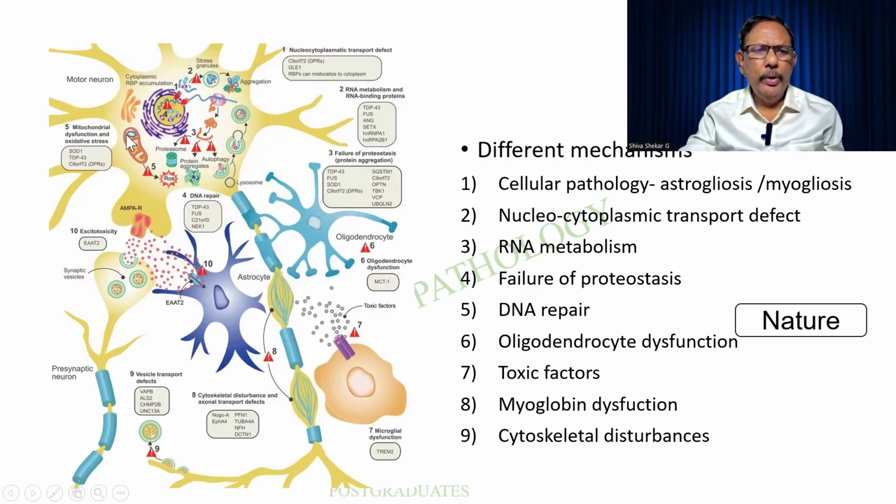Cellular pathology over here, it can be astrogliosis or myogliosis. Then there is a nucleocytoplasmic transport defect. RNA metabolism is affected. Failure of the proteostasis. DNA repair is affected. Oligodendrocyte dysfunction, toxic factors can be there. Myoglobin is also affected, as is shown over here, and there can be skeletal disturbances. So this particular list, I think you people can learn by heart.